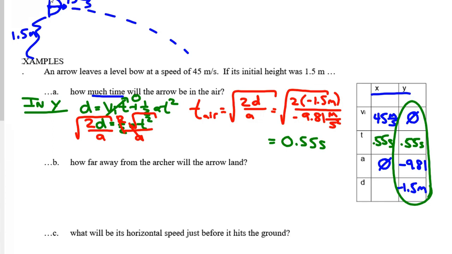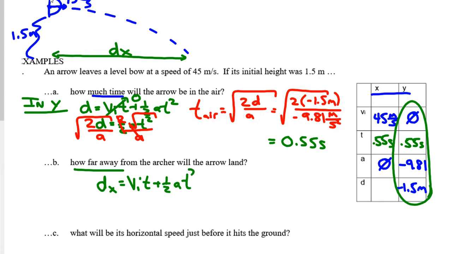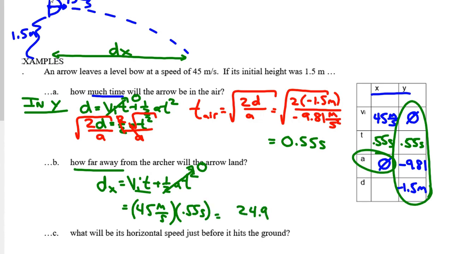All right, so the next question is, how far away from the archer will the arrow land? What I'm looking for is that horizontal distance, that distance in the x direction. So I can also use equation 4 here, but in the horizontal, the second term cancels out because my acceleration in that direction is 0. So now I take my initial velocity of 45 meters per second, and I multiply it by my 0.55 seconds. And when I did that, I got a value of 24.9 meters. And so 24.9 meters.